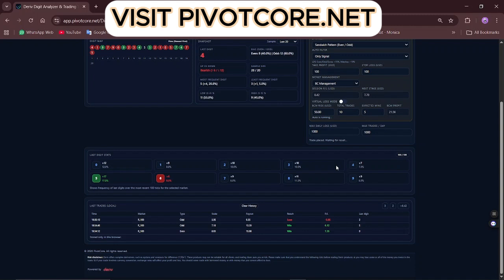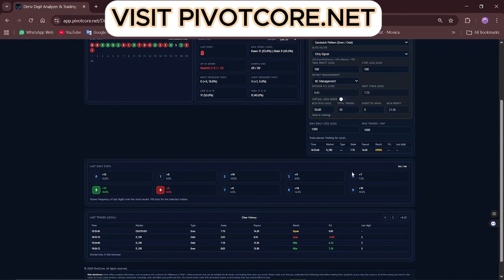In the world of binary and digital options, having a clear plan is the difference between a gambler and a trader. Let's head over to the dashboard and start the session. All right, the first few trades are coming in. You can see how fast the execution is on the PivotCore interface.